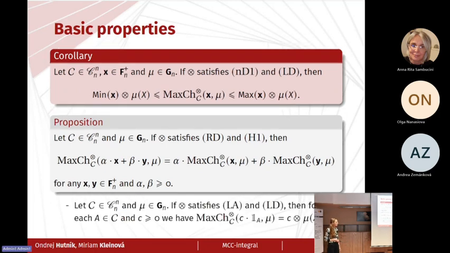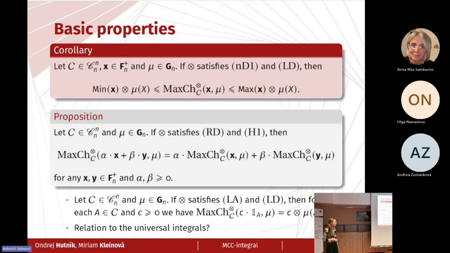The last property I would like to mention is this equation, which is true if ⊗ has 0 as a left annihilator and if it is left distributive over plus. If we restrict to the unit interval, then we can ask whether the MCC integral is a universal integral, but the answer is negative because the MCC integral is not monotone in capacities. What is the condition for universal integrals?